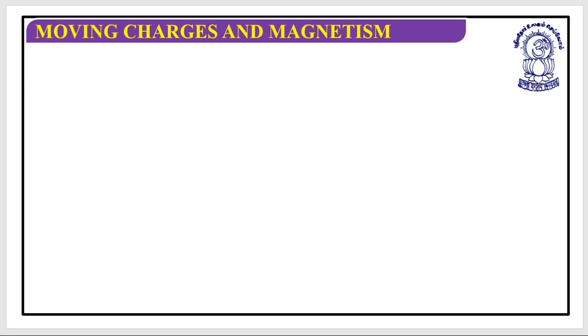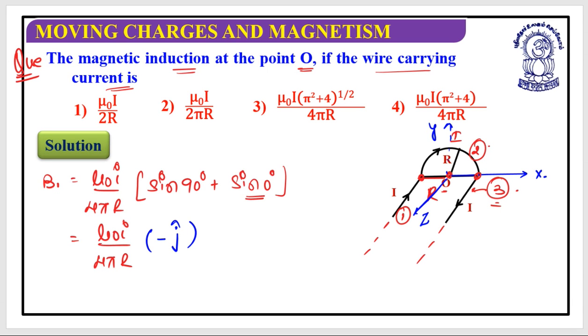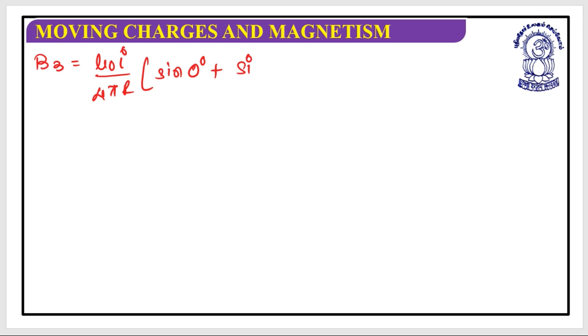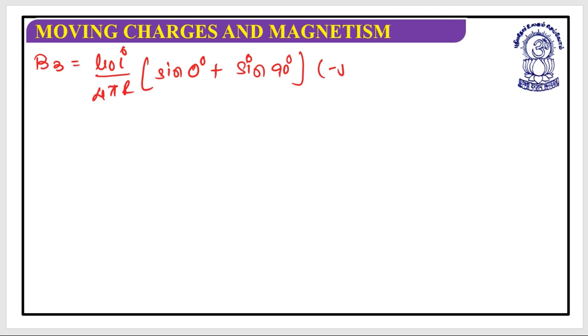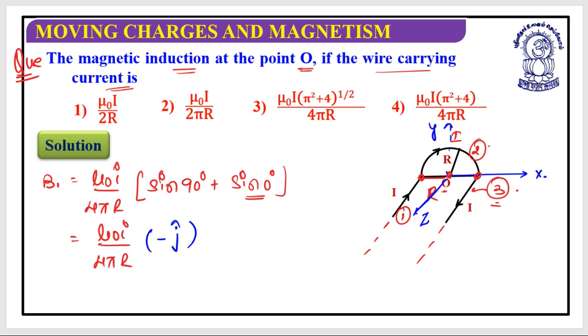Now let's work for B3. If I find out the magnitude of B3, it would be equal to mu naught I by 4 pi r multiplied by sine 0 degree, because it is terminating over here and then reaches to infinity, sine 0 degree plus sine 90 degree. Again, if you look at the direction, you use the right hand palm rule, or you can use the virtual circular coil. Yes, so this will represent the magnetic field in the minus j cap. So it's sine 0 plus sine 90 into minus j. That means it's mu naught I by 4 pi r into 1, in the minus j cap. This is B3.